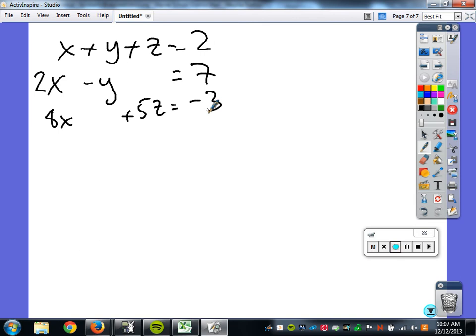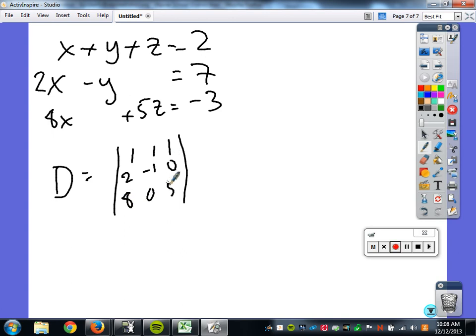Okay, this is what I am expecting for your work. Is this a calculator-based one or a non-calculator-based one? This is a calculator-based one, because if you were going to try to find the determinant, how many matrices are you going to have on this one? 4, because you're going to have D. It would be our D matrix: 1, 1, 1, right? 2, negative 1, 0. 8, 0, 5, right? And then now we need who else? Dx.